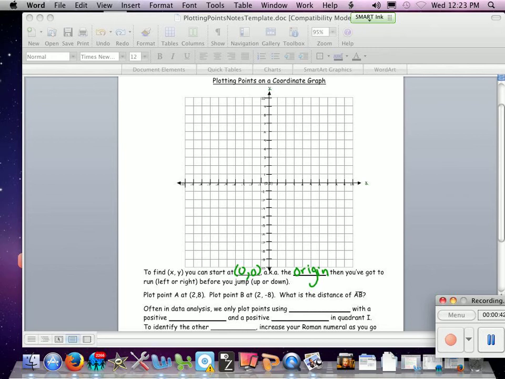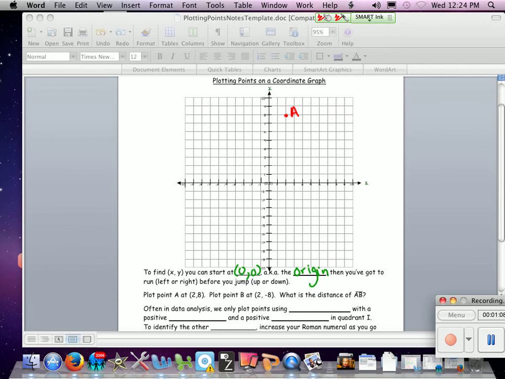So for this one, we're going to plot point A at 2, 8. So over 2, then up 8. 1, 2, 3, 4, 5, 6, 7, 8. Remember, you get to plot a dot there, and you have to label it. If they've given you a letter, you put the letter on there. If they just gave you the coordinates, you typically put the coordinates on, except for our connect-the-dots make-a-picture type things. Then we get way too messy.